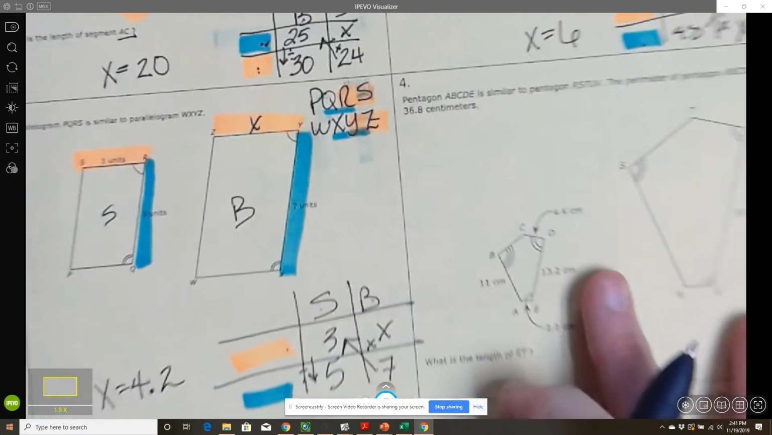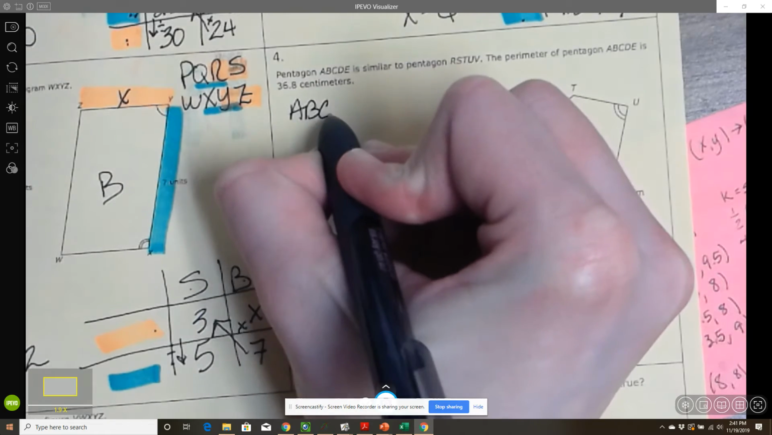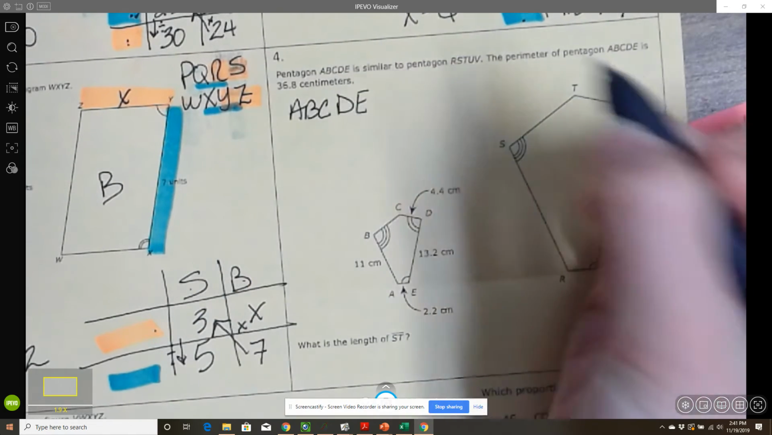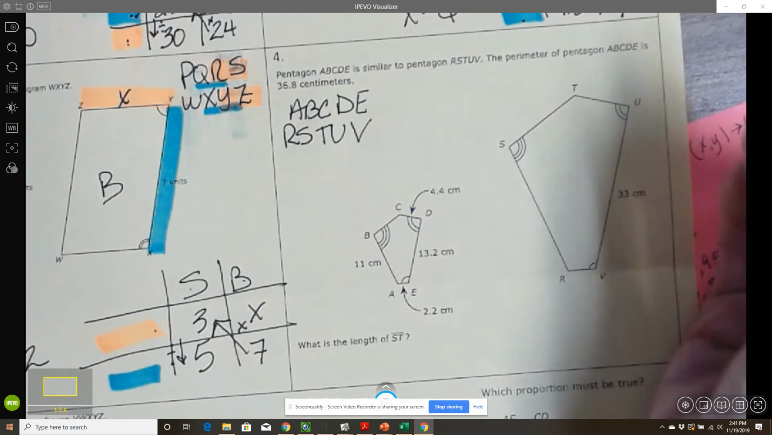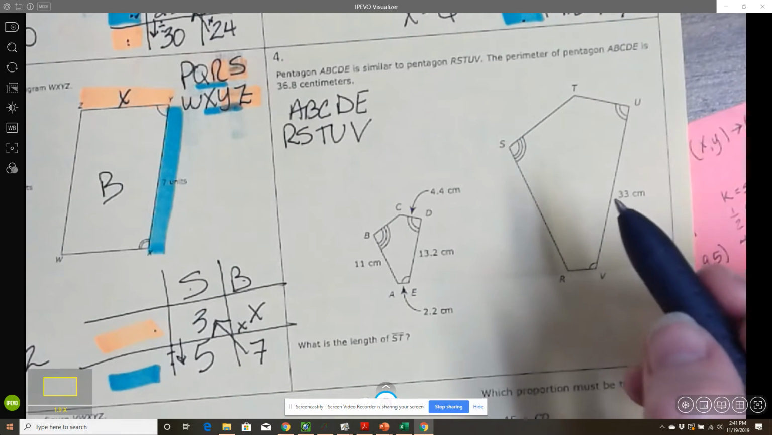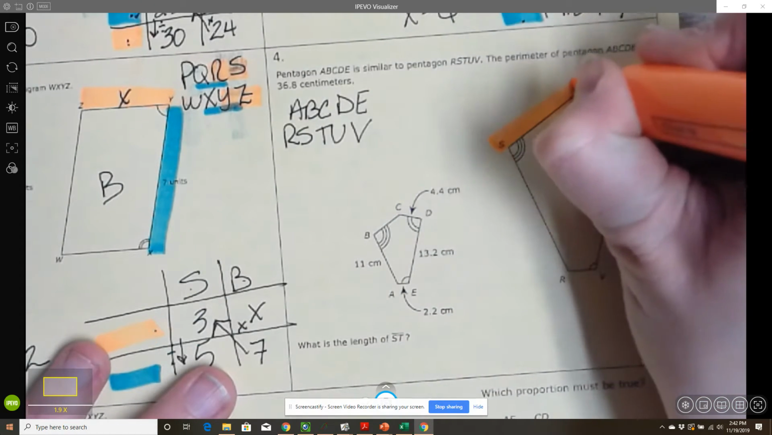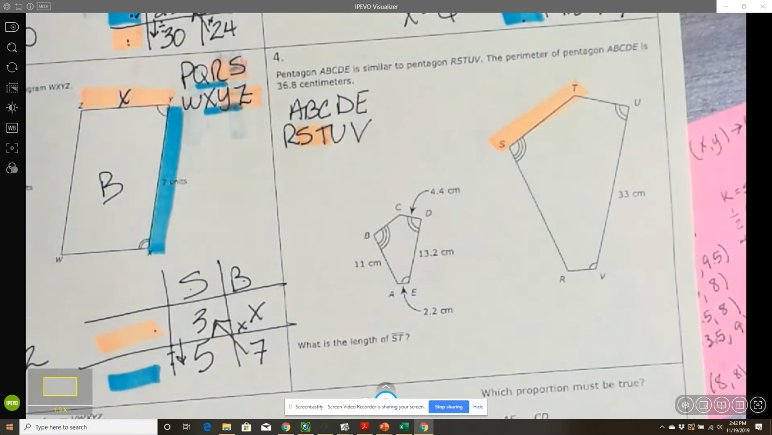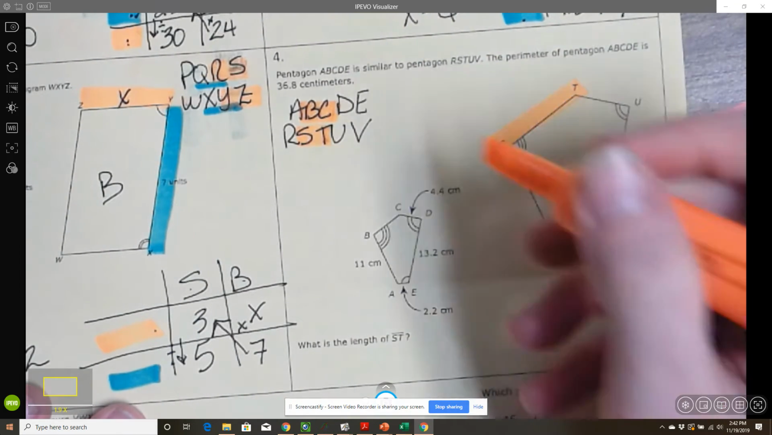All right, so this next problem is multi-step. It says pentagon A, B, C, D, E is similar to pentagon R, S, T, U, V. It tells me the perimeter of ABCDE is 36.8 centimeters, and it's asking what is the length of ST. So ST are letters 2 and 3. So B and C are letters 2 and 3.